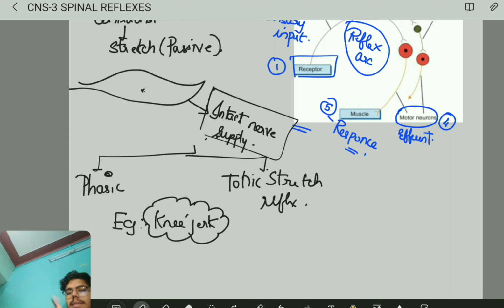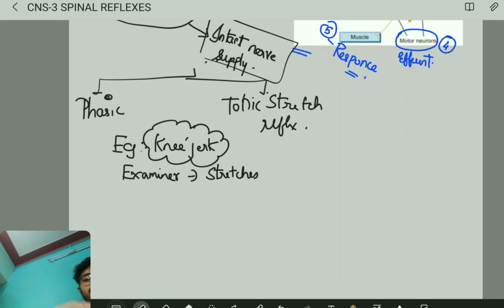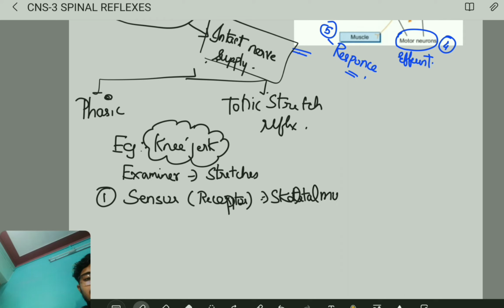Now, who contracted the muscle? Whether the examiner or the patient? The examiner stretches the muscle, not the patient. That's why I call it passive stretch. Can you understand? Now, anything we should be knowing about the sensor, that is the receptor we saw. Yes. So your receptor is our skeletal muscle, we saw in the definition itself. Your receptor is the skeletal muscle.